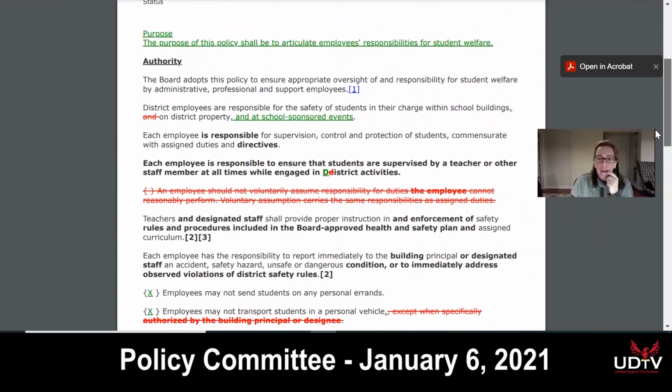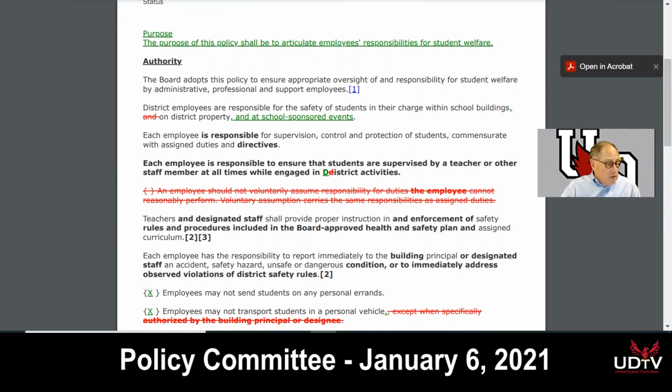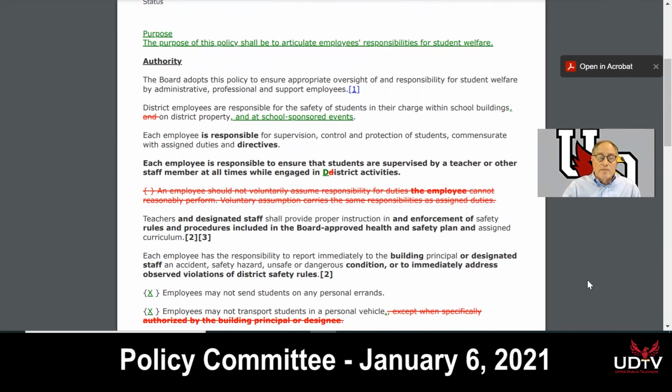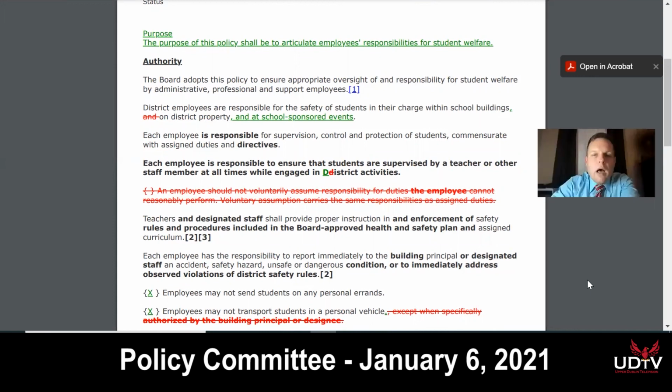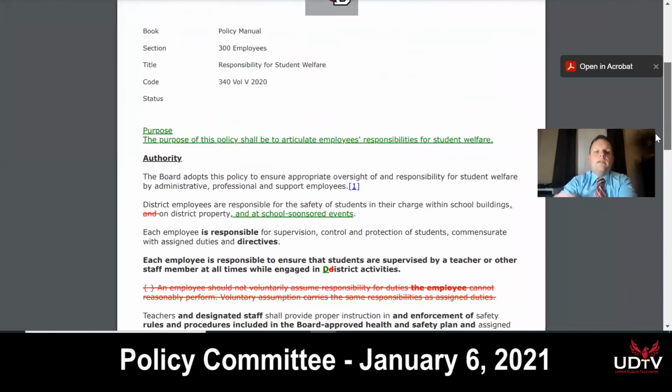Okay, thank you. And comments or questions from the committee? Dr. Levinowitz. Not the committee, but. Oh, that's fine. Dr. Yanni, you crossed out "except when specifically authorized by the building principal designee." That's the employees may not transport students in a personal vehicle. The background on that? Ms. Evans, can you please scroll to that part on the screen? Oh, yes. There. Yeah.